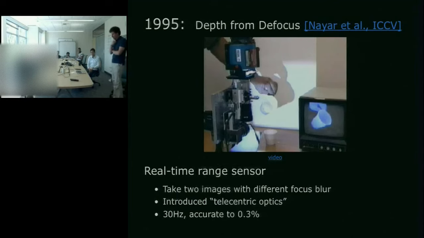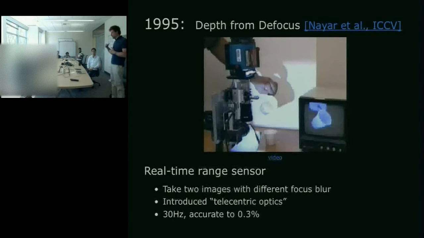And again, this is 15 years old or more, and basically what it's doing is taking two images with different focus blur. So the two images have different focus. One is out of focus in a different way than the other one because they're using different aperture sizes. And there's a different, no, I think it's actually focus settings. And based on the relative blur, you can figure out the depth of the scene.